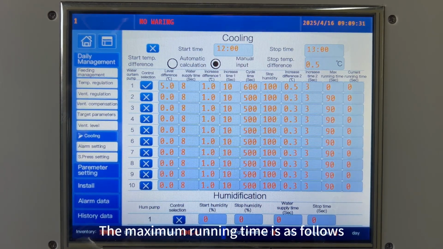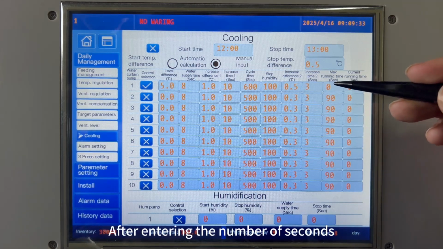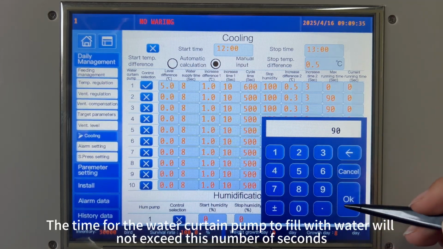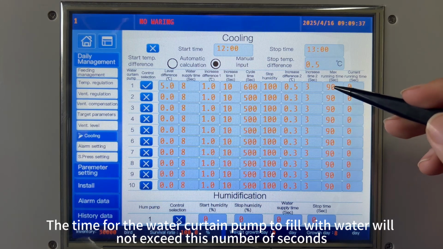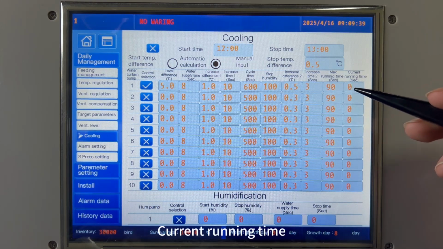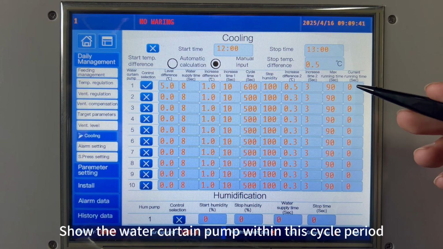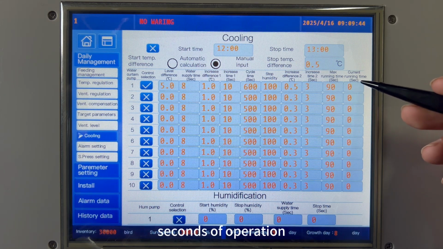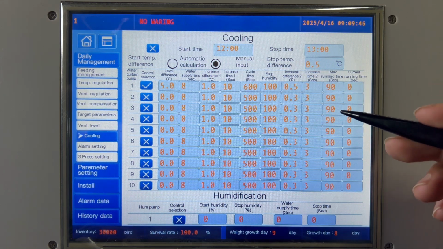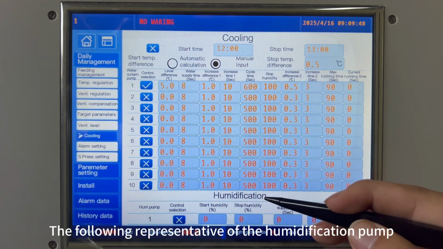The maximum running time: after entering the number of seconds, the water curtain pump's filling time will not exceed this number of seconds. Current running time shows the seconds of operation of the water curtain pump within this cycle period.